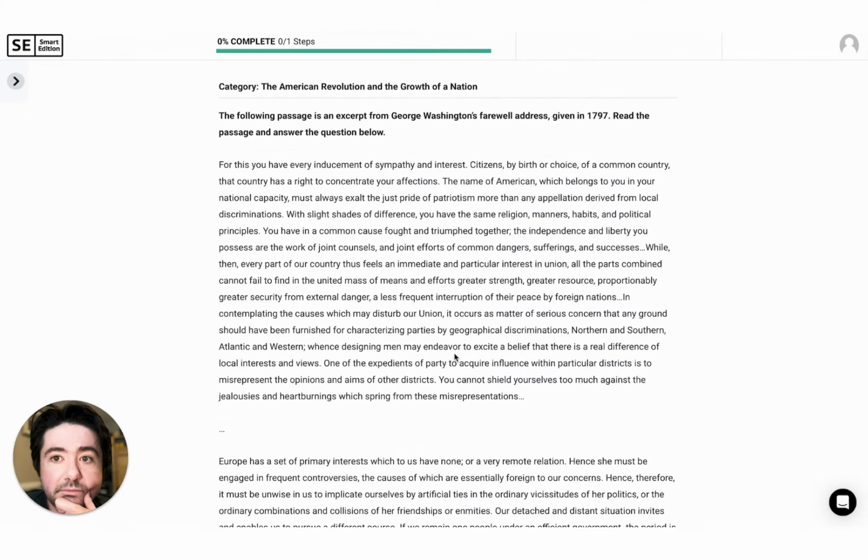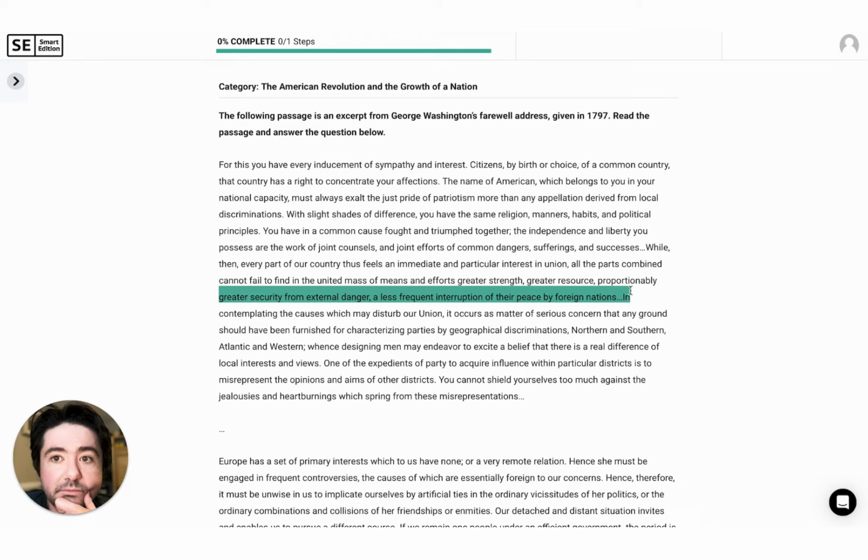Now, like I said earlier, maybe it's in paragraph 1, maybe it's in paragraph 2, but we know that paragraph 1's already talking about the Union, so let's keep our focus there, and that's exactly where we find it. Right here. Let me read this to you. While then, in every part of our country thus feels an immediate and particular interest in union, all the parts combined cannot fail to find in the united mass of means and effort greater strength, greater resource, proportionability, greater security from external danger, and a less frequent interruption of their peace by foreign nations.